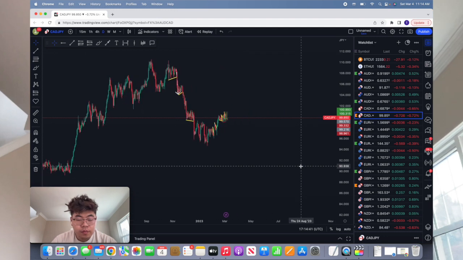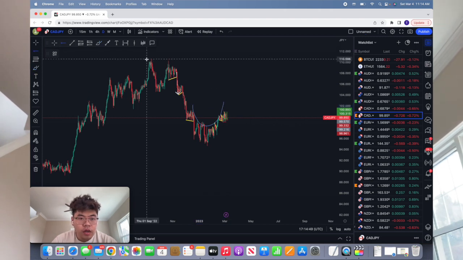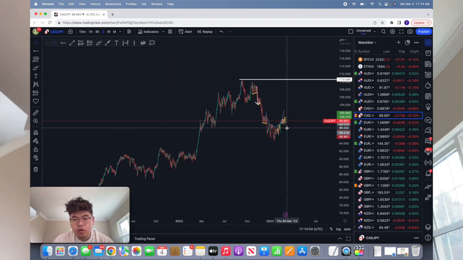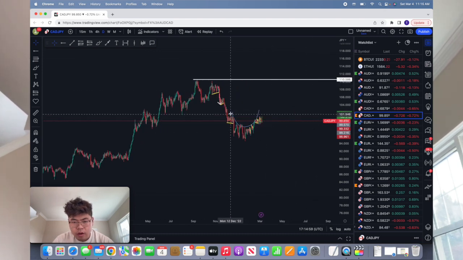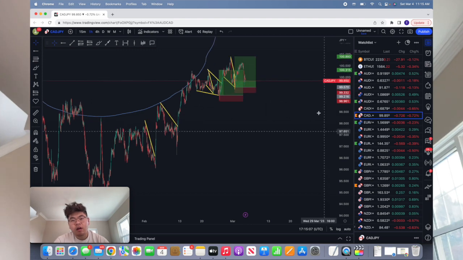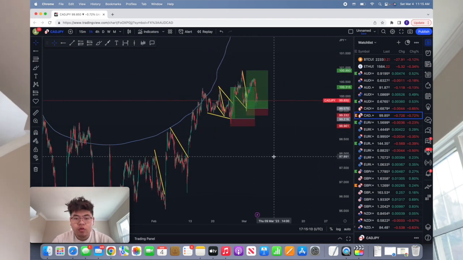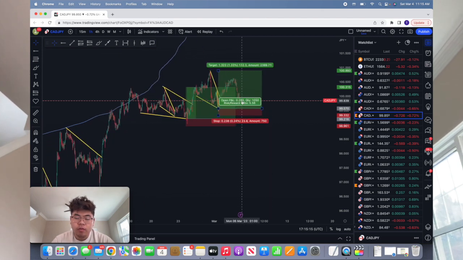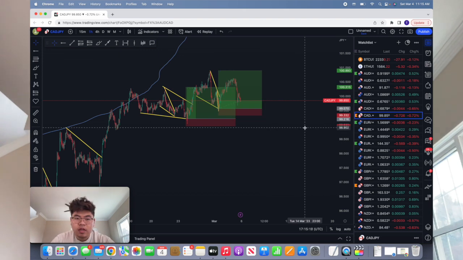CAD JPY. It looks like a reversal here. So what I would be looking for now is a double top, DT, up here. If it goes up, I'll look for opportunities up here for a sell. But right now it looks like a wedge. See how CAD JPY plays out. Under normal circumstances, it should be able to go up. It went all the way up here, then came down.